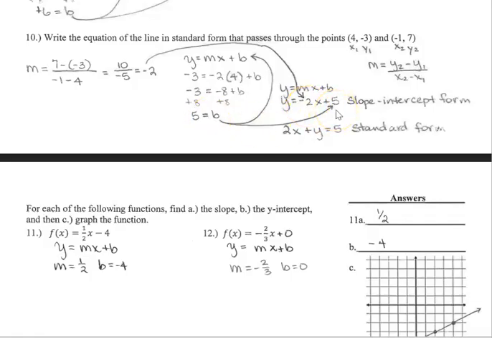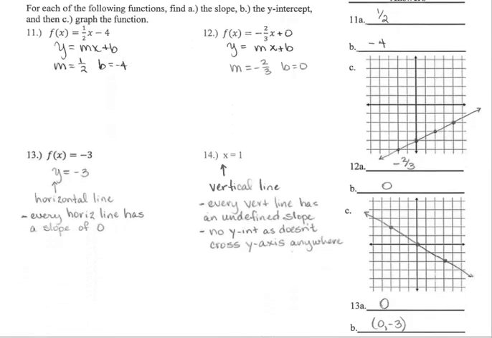Now, if they told me to give my answer in slope-intercept form, that would be my answer. But they asked me to give it in standard form. So in standard form, all I need to do is just add this 2x over to the other side because it needs to be ax plus by is equal to c. In standard form, x and y are on the left and the constant is on the right, and you also have no fractions or decimals in your answer. It has to be whole numbers.